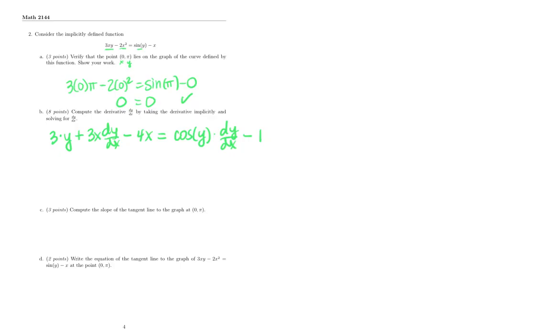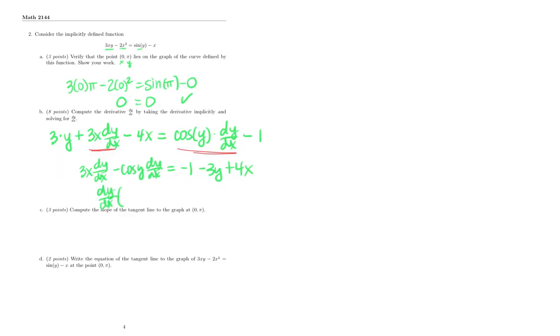And now I want to solve for dy/dx. This term here and this term here both have a dy/dx in them. So I'll get those two terms on the same side and move everything else over. So I'll have 3x dy/dx minus cosine y dy/dx equals -1 minus 3y plus 4x. I moved the terms that did not have a dy/dx in them over to one side. Then I get dy/dx.